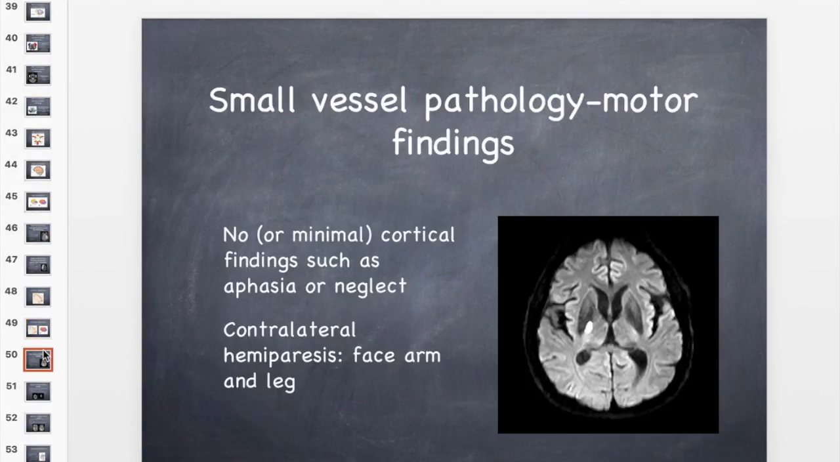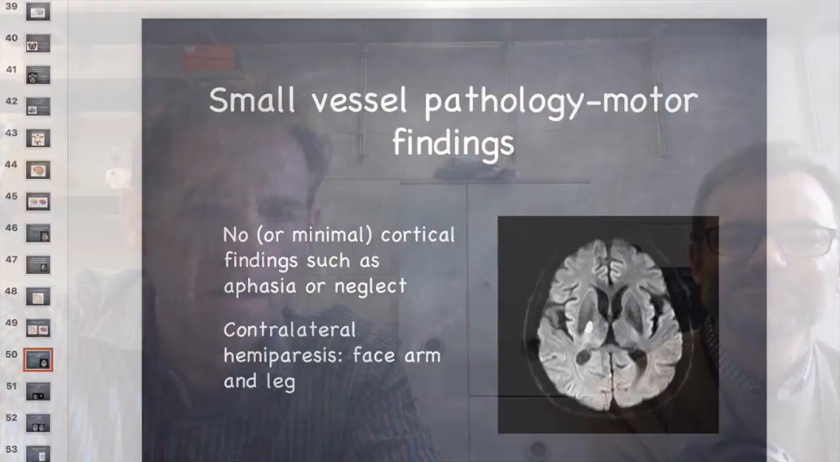So what happens if you don't have a big cortical infarct, but you just have a small vessel infarct, usually due to hypertension, diabetes. And so this is an infarct of the right. Again, this is a little confusing. This is the right side of the brain. This is the left side of the brain. We are looking from the feet up at the brain here. So this is the right posterior limb of the internal capsule, which is where the corticospinal and corticobulbar tracts pass. You can get, very frequently, loss of motor function: face, hand, leg.